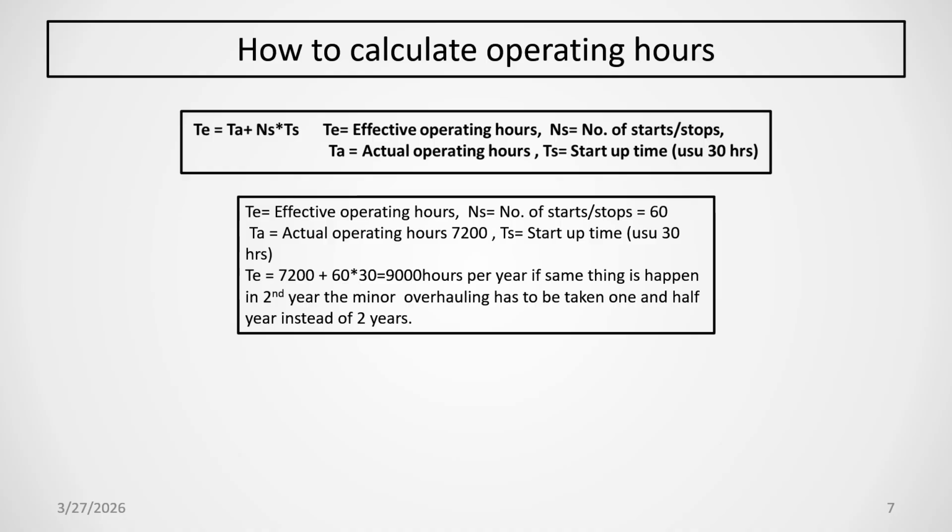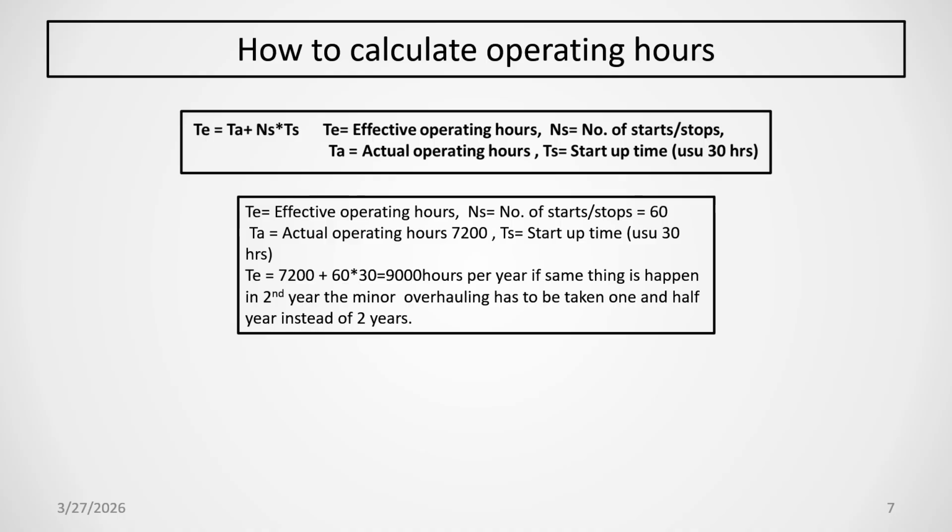Suppose your NS, the number of starts and stops, is 60 per year, and TA, the actual operating hours, is 7200. Then TS is the startup time, which we can usually take as 30. So how many operating hours will TE be? TA is the actual operating hours, and I have considered that it has run 300 days. 300 × 24 is 7200, plus 60 starts and stops of the turbine × 30, that will be around 9,000 hours per year.